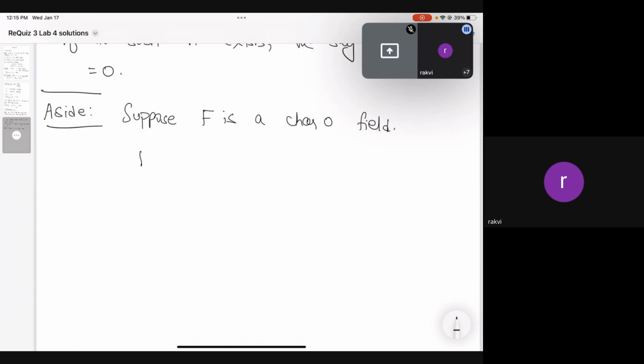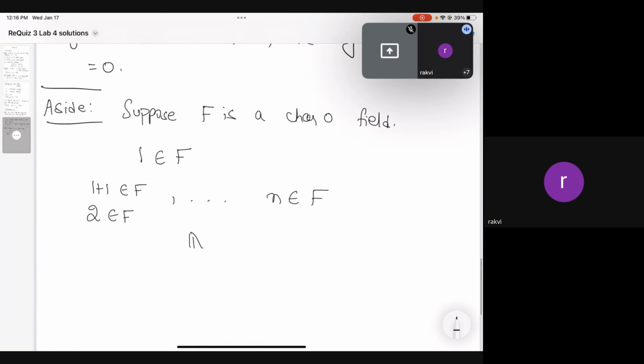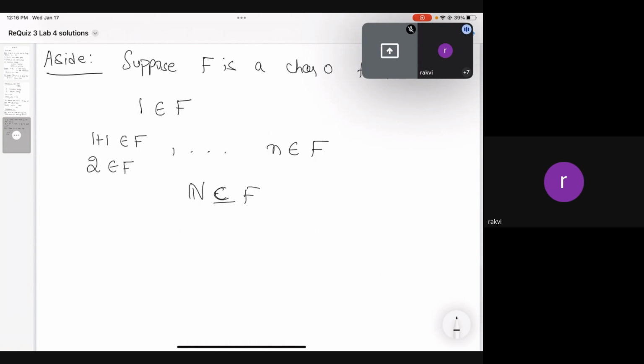Obviously, as we know, 1 belongs to every field, and I can add. So 1 plus 1 belongs to F, which is 2 times 1. Let me just say it's 2. And then similarly, just going on, n belongs to F. So what I can observe is that a copy of the natural numbers is obviously contained in my F. You just keep on adding 1 to itself. Now it's a field, so it's a group under addition. So I need to have 0 and I need to have additive inverses also. So what does that tell me? 0 and additive inverses are there.